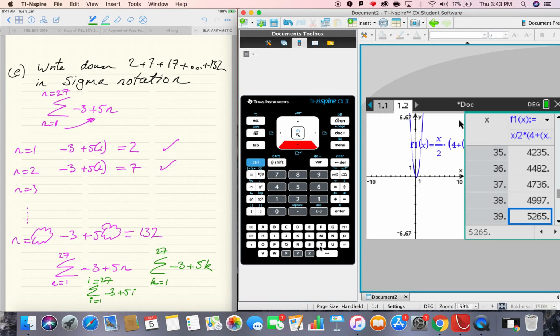So it doesn't really matter what letter it is, as long as the letter appears in the rule, the nth term rule, and you generate all the terms by substituting in from the first considered number to the last considered number.